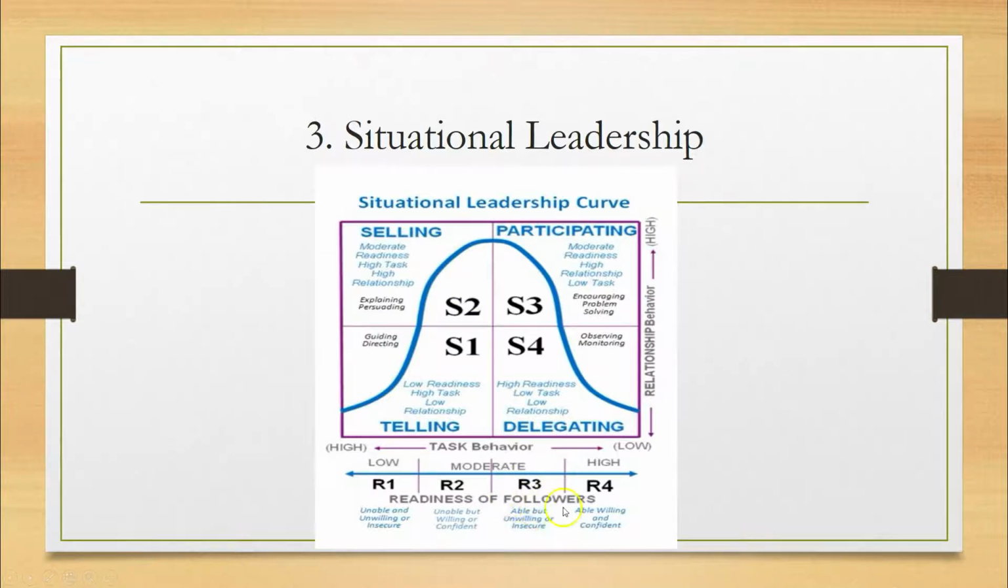Okay, now let's say your employees, these ones are moving towards competent. R3, these employees are able, but maybe they lack confidence. Okay, so maybe they think they're not good enough, or they're just a bit unwilling.